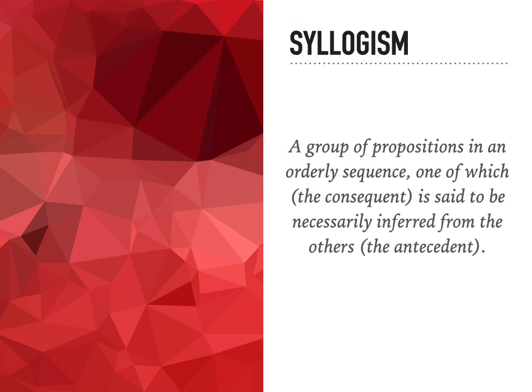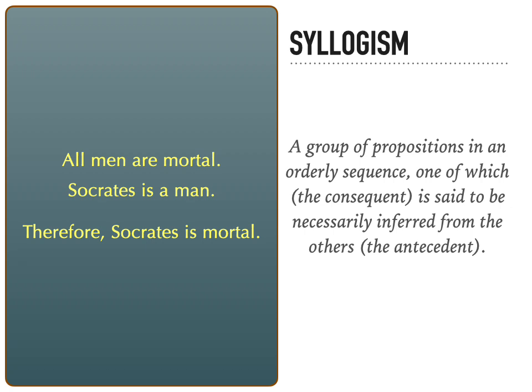And just again to review, a syllogism is just a group of propositions in an orderly sequence, one of which, the consequent, is said to be necessarily inferred from the others, the antecedent. The example we keep coming back to, the traditional syllogism, is: all men are mortal, Socrates is a man, therefore Socrates is mortal.